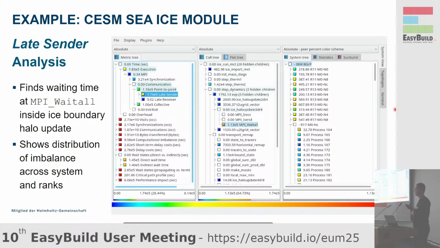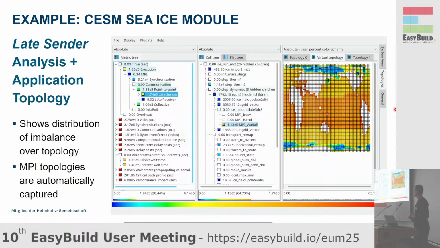The analysis found a late sender wait state in an MPI wait, all in the ice boundary halo update. And on the right-hand side, we can see the distribution across the system and ranks. Well, this was done at 4,000 MPI processes. And as you can imagine, a list with 4,000 numbers is hard to analyze. So we augmented the source code a little bit to capture the virtual topology of the application. So it has a 2D domain decomposition. And we captured that mapping onto the MPI ranks. And so we can nicely visualize how this data looks.